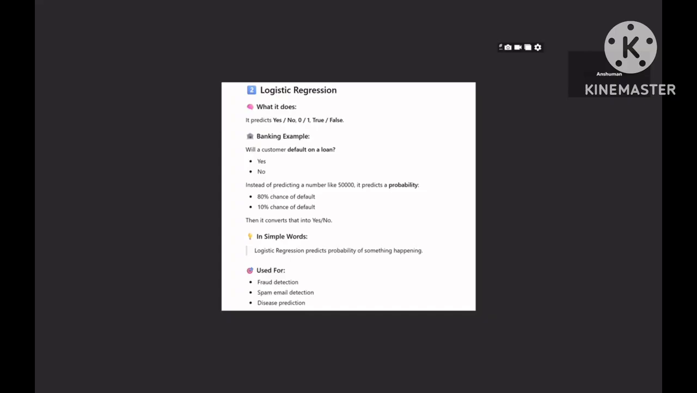So this is logistic regression in industry. We use logistic regression for fraud detection and spam email detection. In Google, if any email comes, it determines whether it is spam or not. So they use this logistic regression methodology. And then disease prediction. These are the main use cases where we use logistic regression.